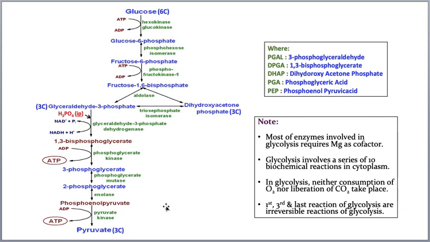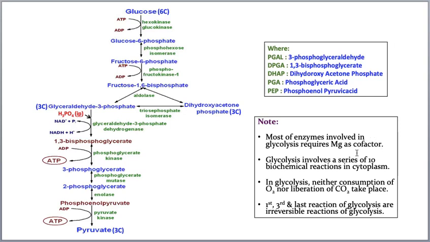Now in glycolysis, here you need to understand a few important points. So I brought the important points in this box, under the name note. Most of the enzymes involved in glycolysis need magnesium as a cofactor. Especially hexokinase and pyruvate kinase need magnesium. That means they need this inorganic magnesium as a supporter, as a cofactor.